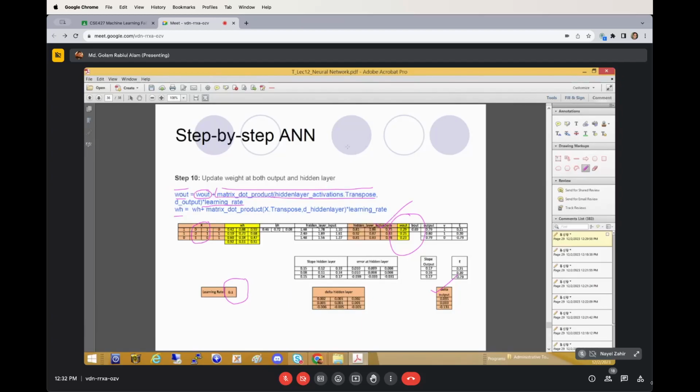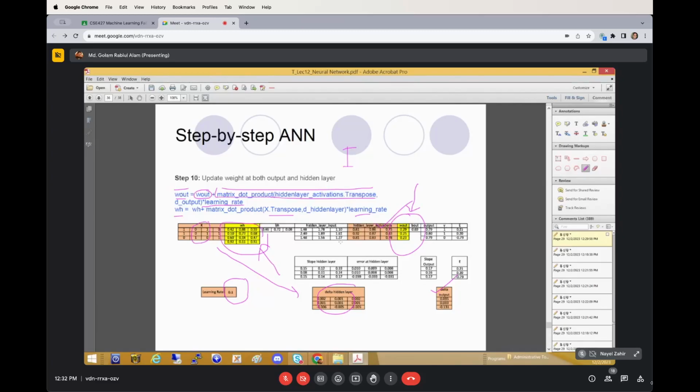There is the input I. Input and delta hidden layer. So here is the delta hidden layer. If we perform the dot product between these two and multiply by the learning rate, which is 0.1, then we will get the updated WH. So the weights are updated, the output weights and also the hidden weights.